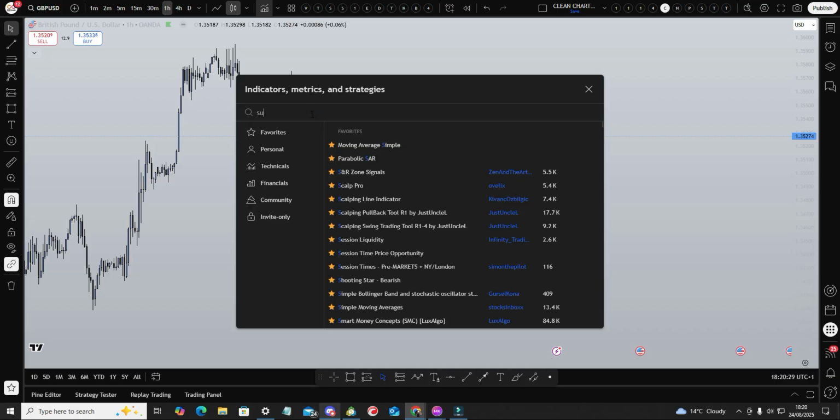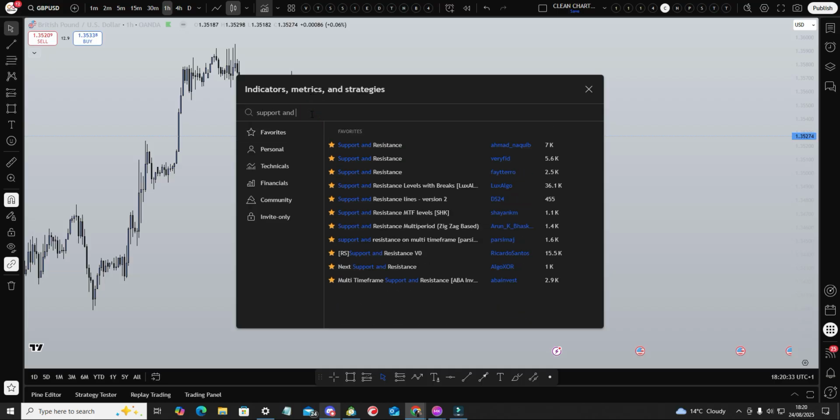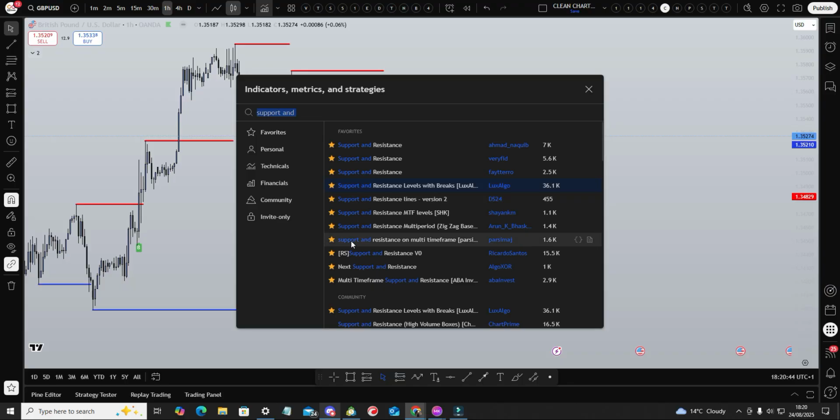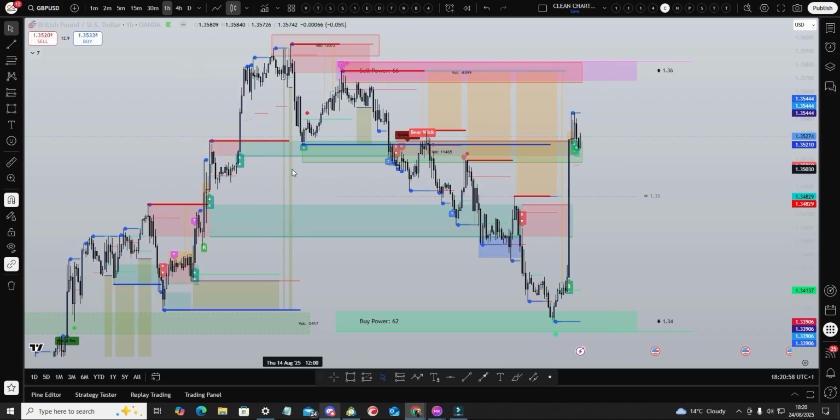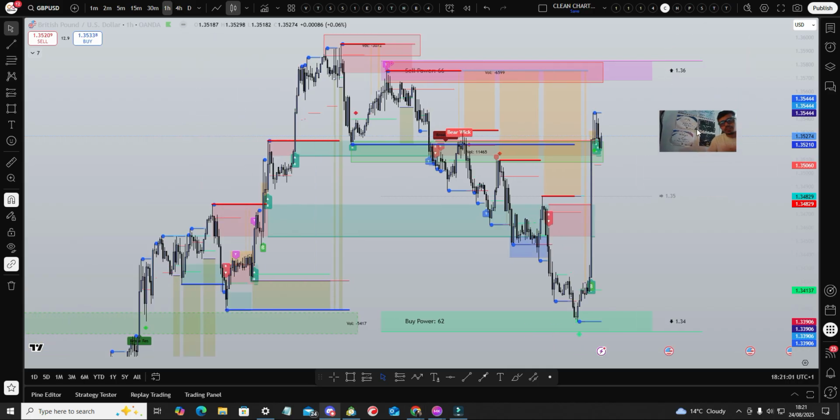Obviously I trade the breaker retest, which needs support resistance zones. So let's get the famous ones. You can see here 36,000 downloads, if you want to call it that. So let's chuck a few in. How many is it going to let me? Let's chuck some of these in. I don't want to put in too many. I'll be bringing myself in, but I just want you to focus on the charts.